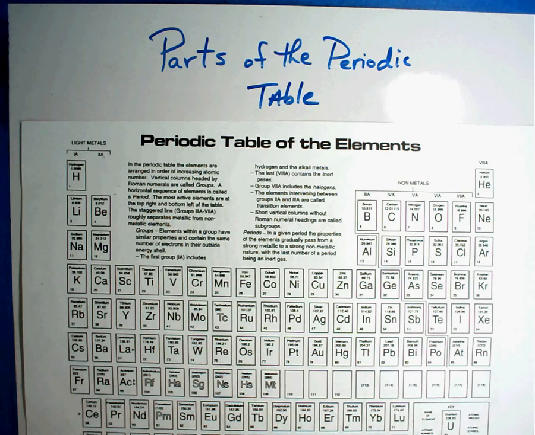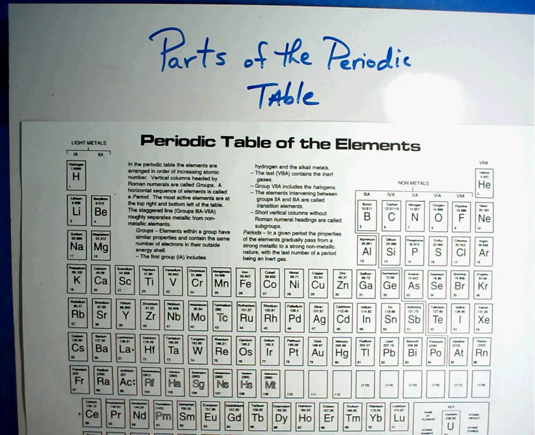Alright, today we're going to pick up and talk a little bit more about the periodic table. In previous sections we've been using the periodic table. This is going to be the first time that we talk about the parts of the periodic table. What we're going to do is label a periodic table with all the parts and the sections so that we understand what they are.